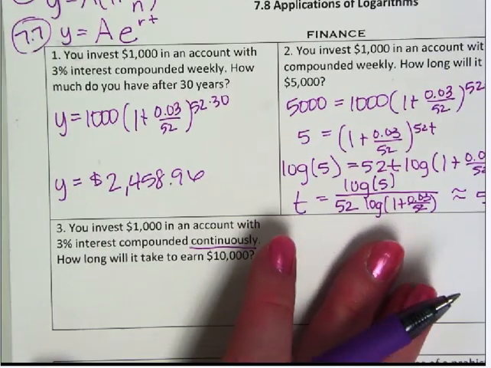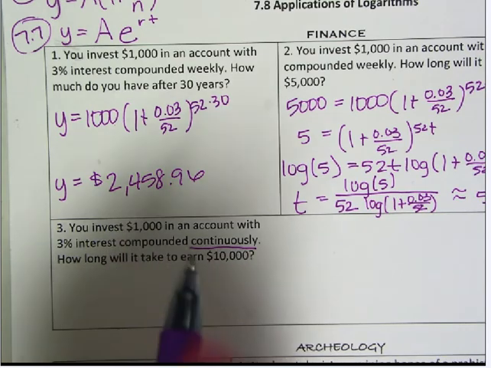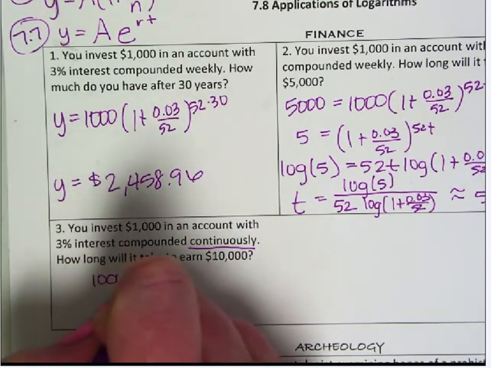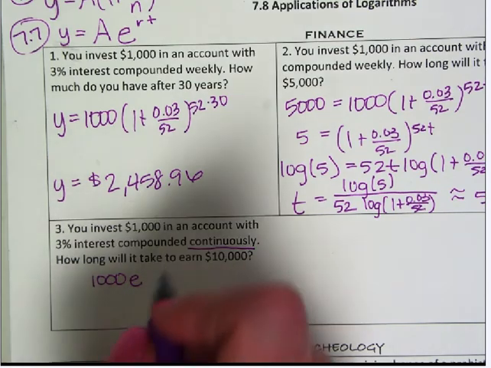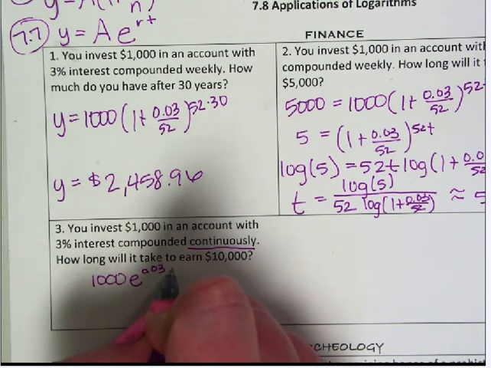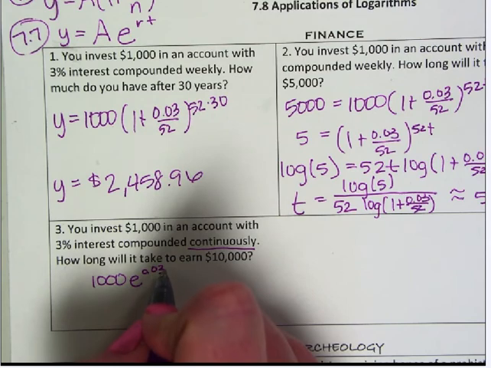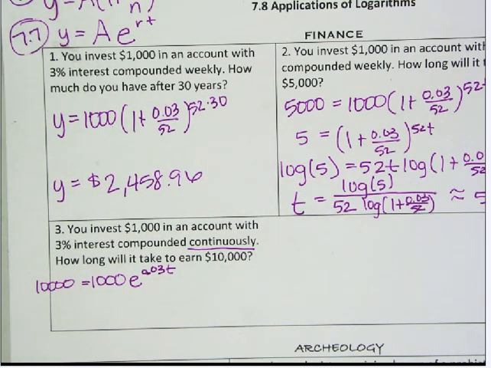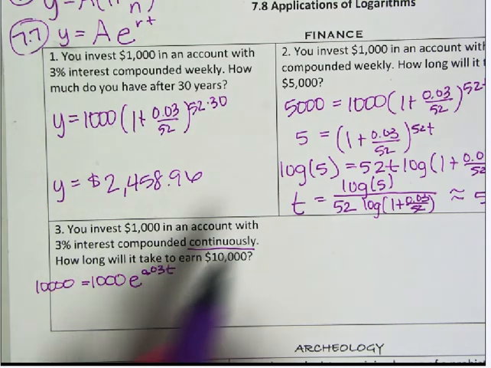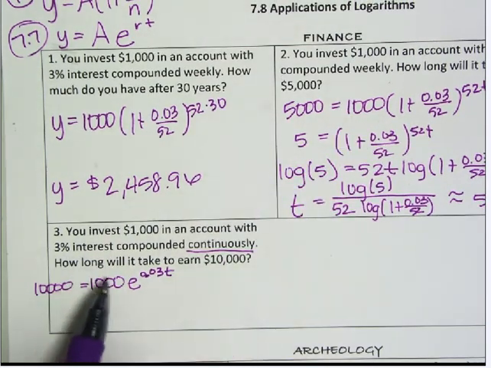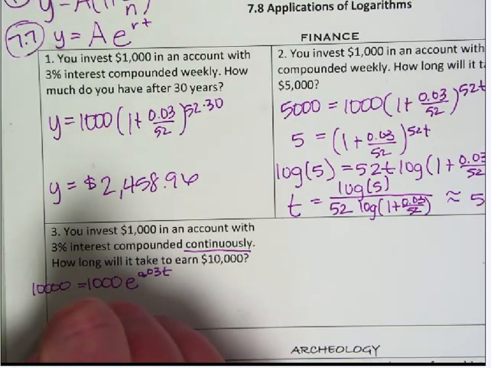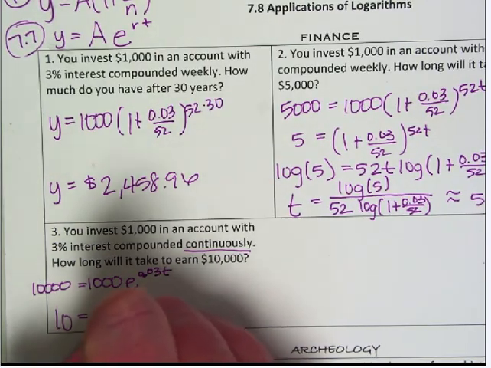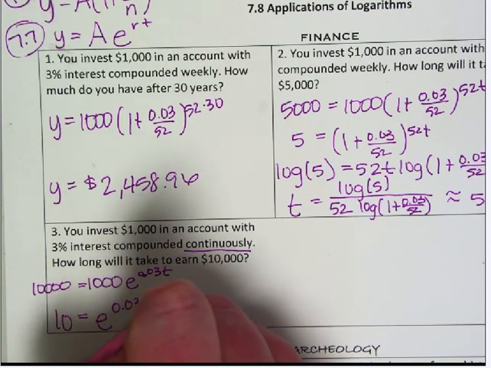Okay, so for this problem, we know that A is 1,000, e, and then the rate is 0.03, and it's asking how long. So we're going to be solving for t, okay, and we're finding when the output is 10,000. Okay, so this is a setup of our equation. Okay, it's similar to number 2 in that it's an exponential equation. So we're going to divide by 1,000 and get 10 equals e to the 0.03t.